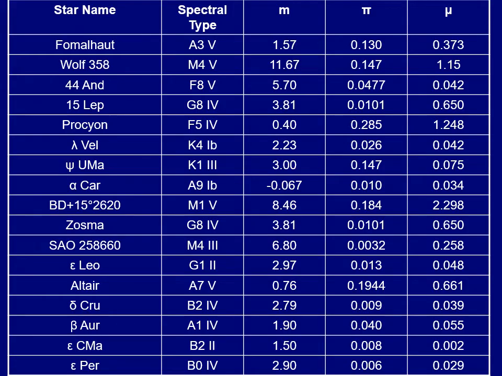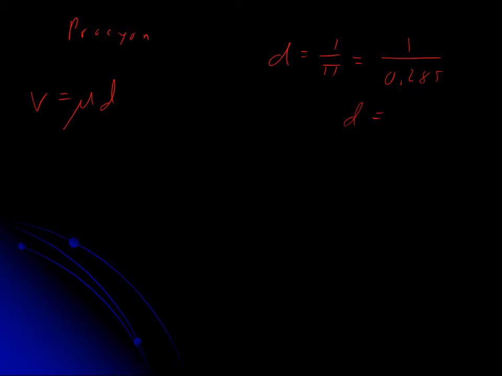Now let's look at another star. Okay, so let's look at the star Procyon. And so Procyon has a parallax of 0.285 and has a proper motion of 1.248. So for Procyon, I want to know how fast is it going. So we know, again, the velocity is mu times d. We know that d is 1 over the parallax, so that's going to be 1 divided by 0.285, so the distance is going to be 3.51 parsecs.